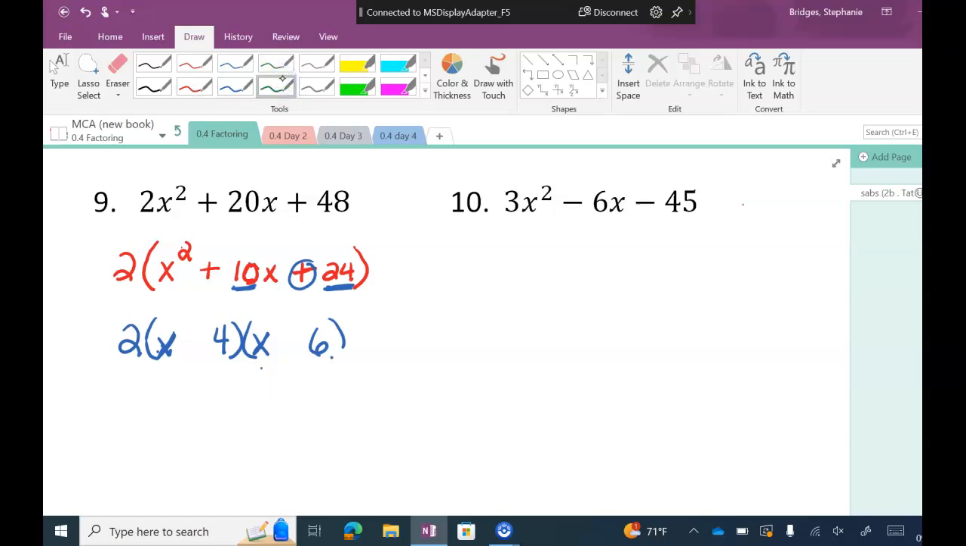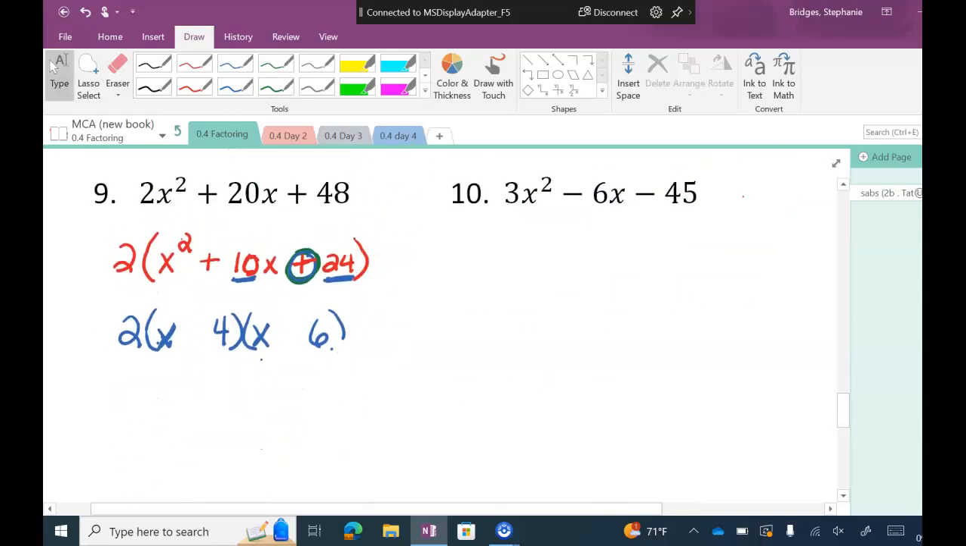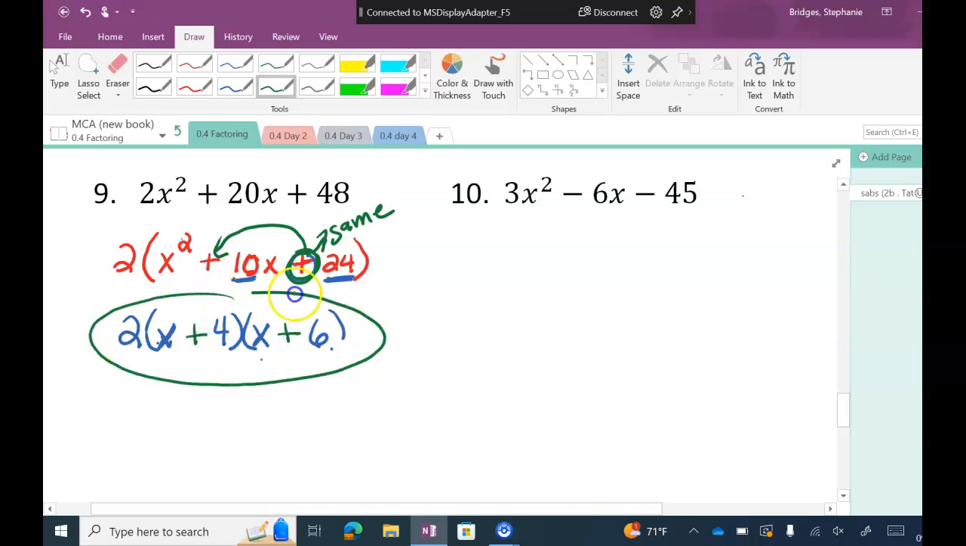And then I need to decide about my signs. Are they going to be the same or different based off of that? They're going to be the same. And then we look to the first sign. They're going to both be a plus. Yep. And so all of that is my final answer. That GCF that I pulled out has to stay as part of my answer. It just stays in the front.